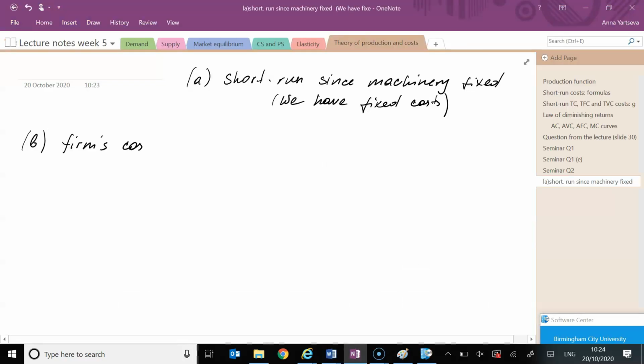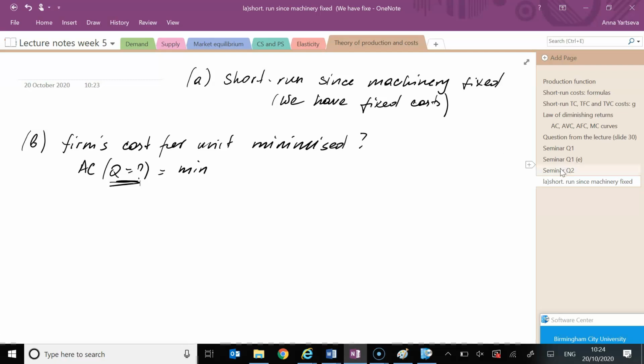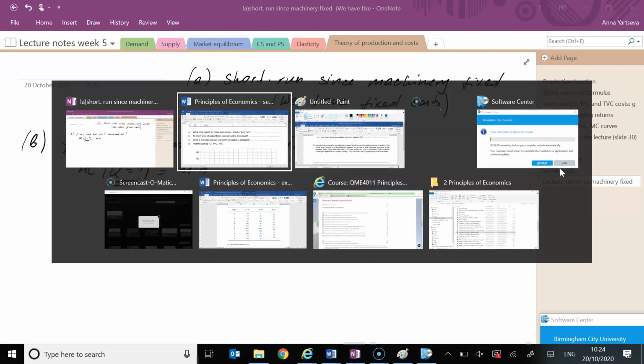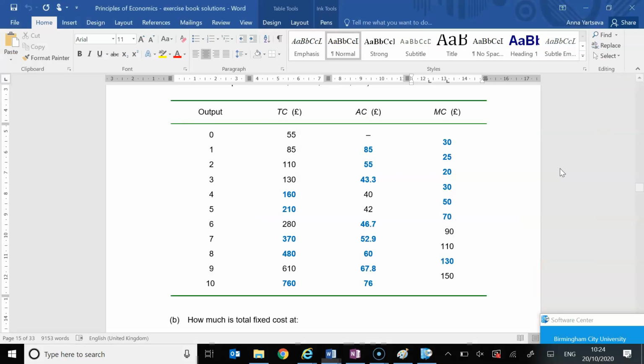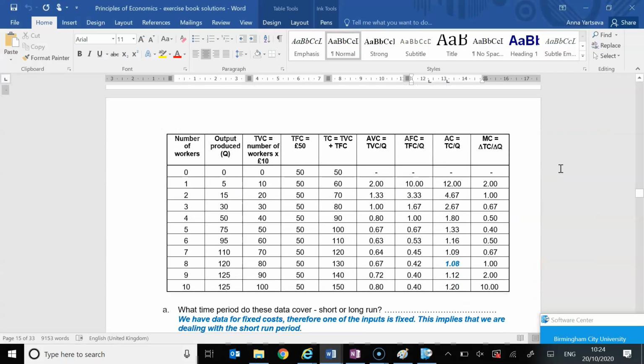Okay, next. At which level of output is the firm's cost per unit minimized? B. Firm's cost per unit minimized. In other words, we are asked to find out which level of output will generate minimum cost per unit, minimum average cost. We will need to figure out what quantity level will result in the lowest possible cost of production. And to answer this question, we'll need to look at our table. What I will do, I will open nicely written answers.